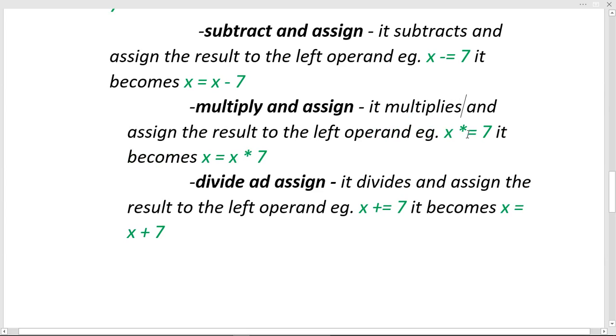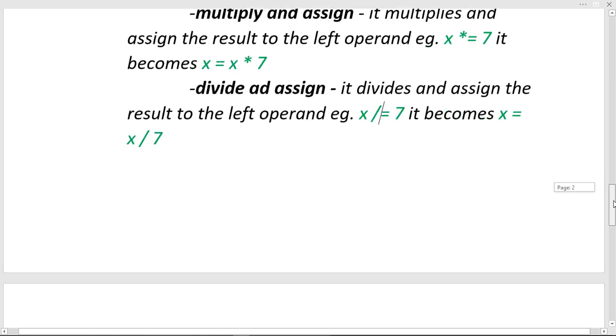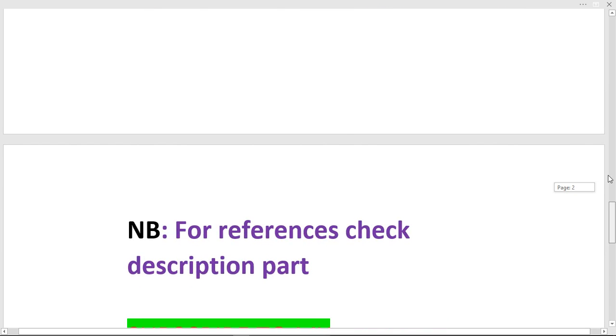For example, with this one, you give x equals x multiplied by 7. Then divide and assign. It divides and assigns the result to the left operand. This is x, then you'll have slash equal. It becomes x equals x divided by 7. This is a slash, not a plus sign. This is a plus sign. That's all about assignment operators.